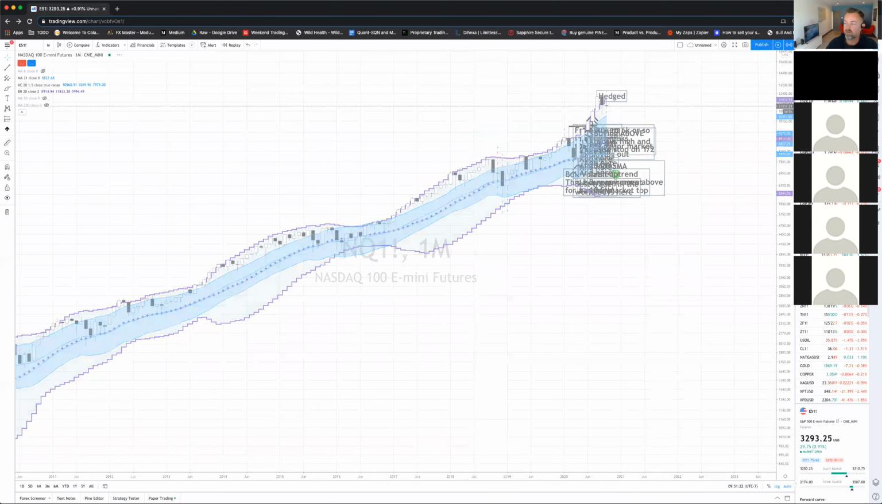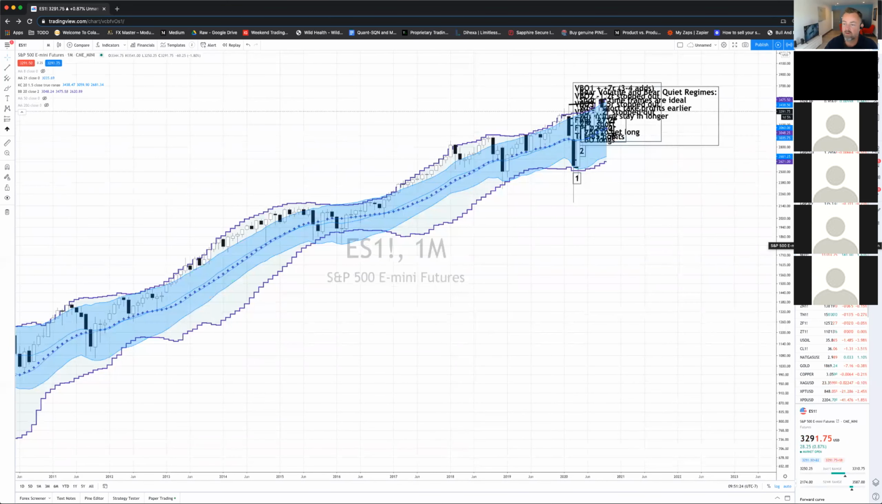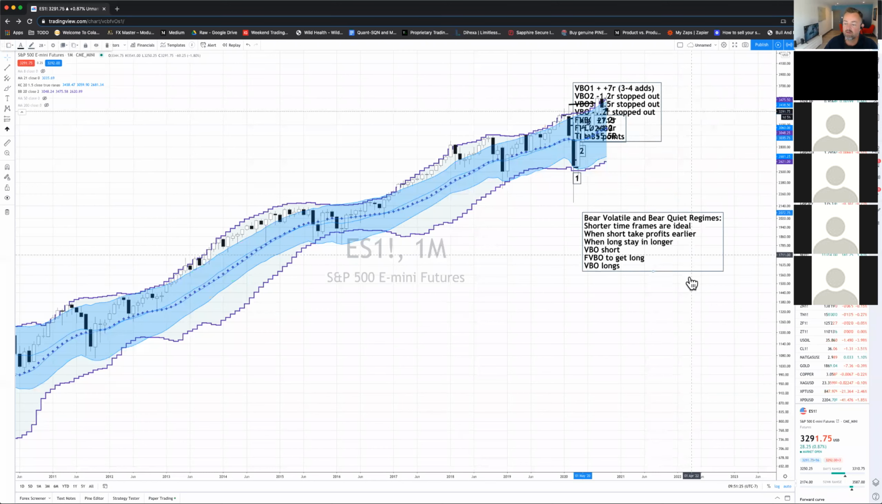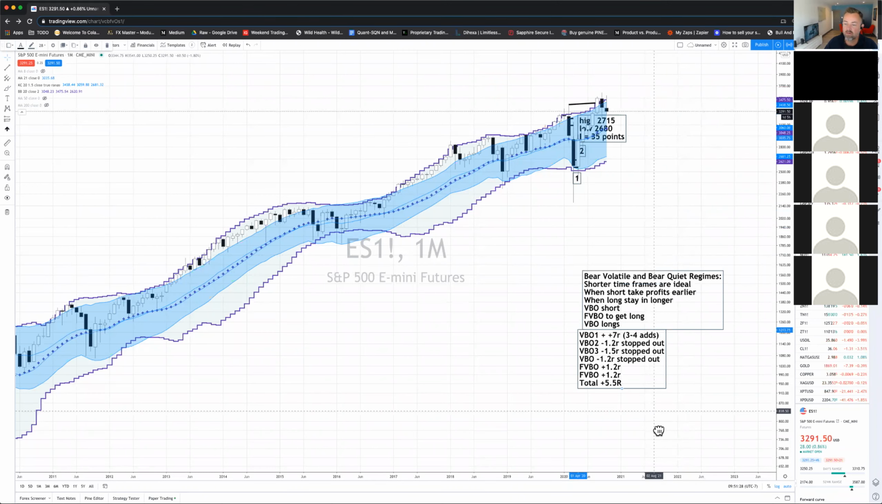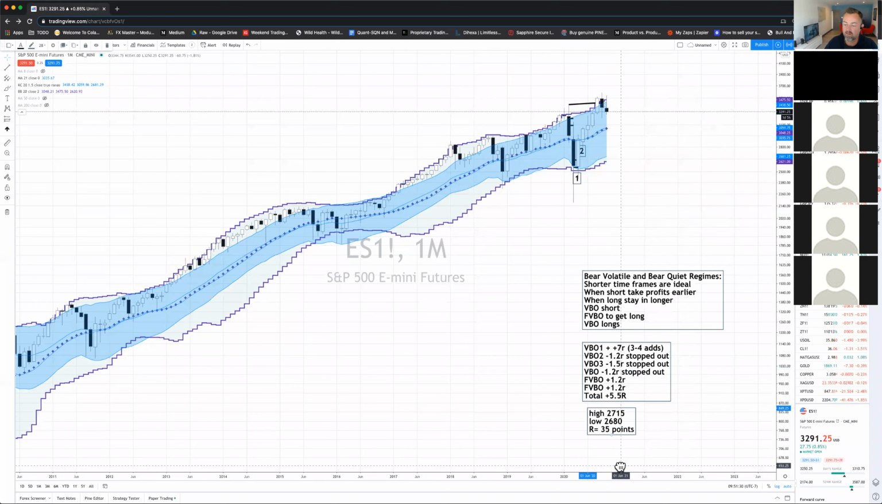Let's start with the failed vol breakout on the S&P. So interesting to note on all the big assets, they're all in failed vol breakouts. We have the dollar, we have the euro, we have the S&P, all in these.